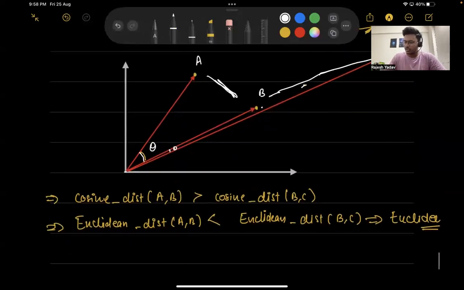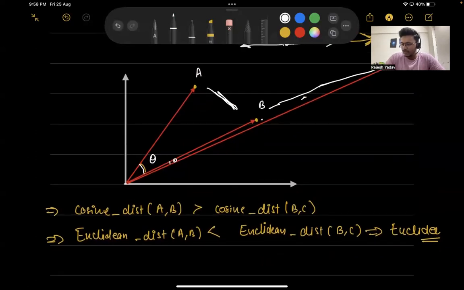So the conclusion is that basically the cosine distance gives us the direction of the two vectors, and the Euclidean distance gives us the magnitude, how far these two points are in our vector representation.